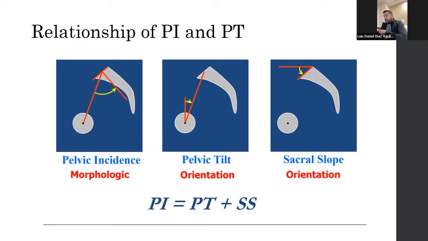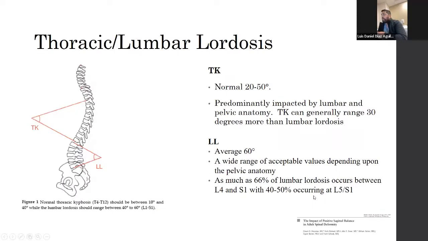And so if we understand the pelvic incidence and we understand the pelvic tilt, then we can very easily derive the sacral slope, and as such we can use a simpler sort of use of language to describe the same ideas without bogging down too many numbers and variables, making things simpler for everyone. Of course, there's thoracic kyphosis, normally 20 to 50 degrees, directly impacted by lumbar and pelvic anatomy.